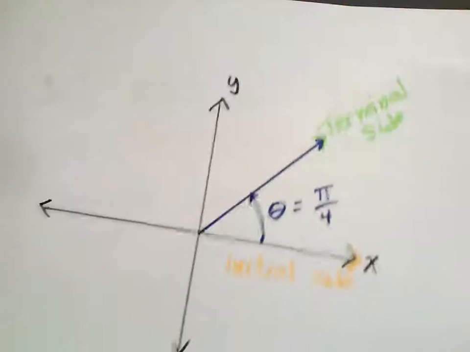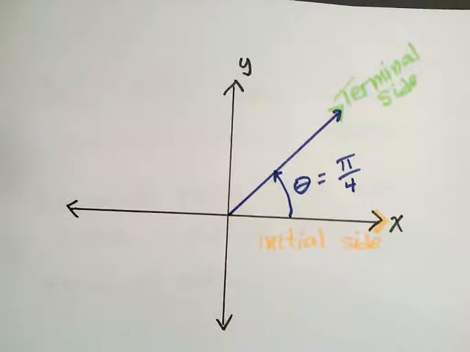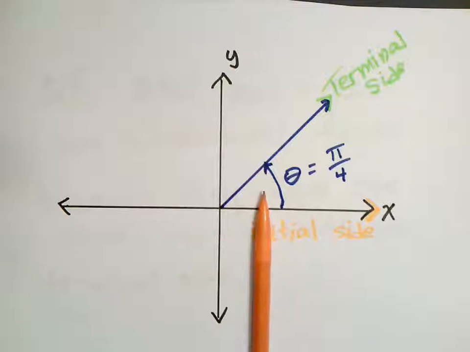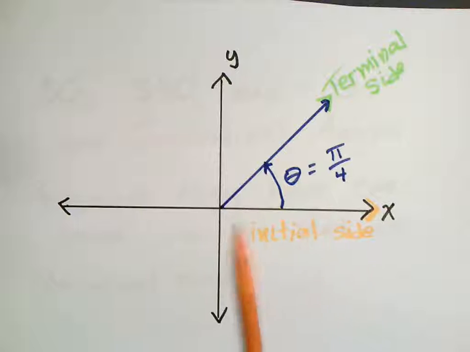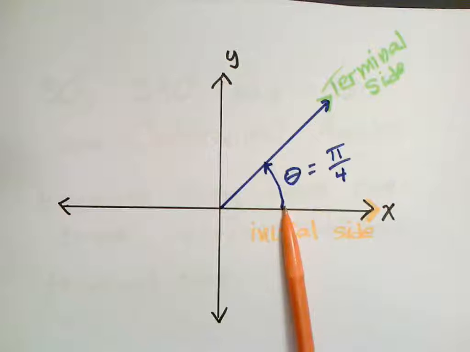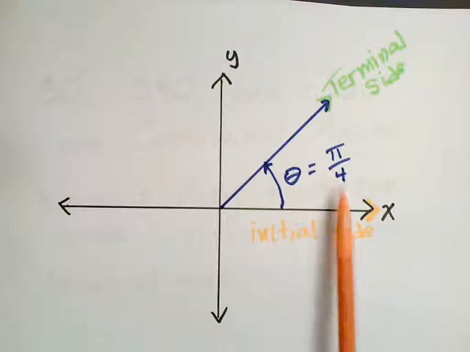Now, the angle does not have to be in degrees. The angle can be in radians. So here, I have an angle, theta equals pi over 4. The initial side is a positive x-axis. The terminal side terminates in quadrant 1. And you see I'm going counterclockwise, so the angle is positive.